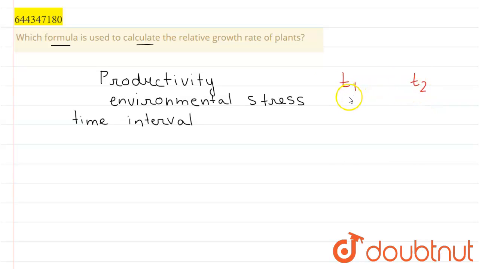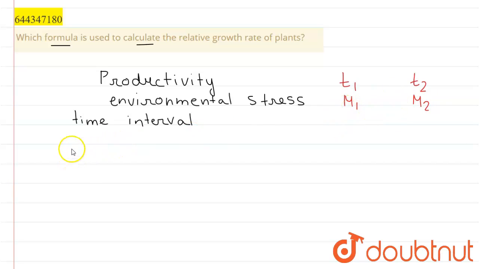And let us say that during the time T1, the mass of a plant was M1, and during the time T2, it is M2. It is not necessarily that during the time of T2 it will be more. These are independent phenomena, so any of the masses can be more here.